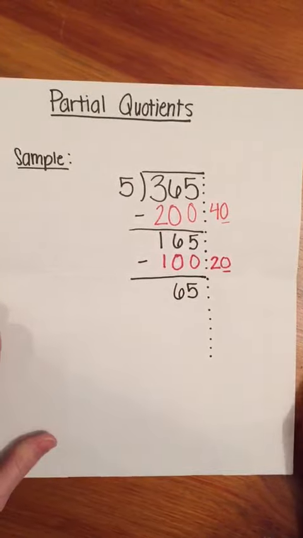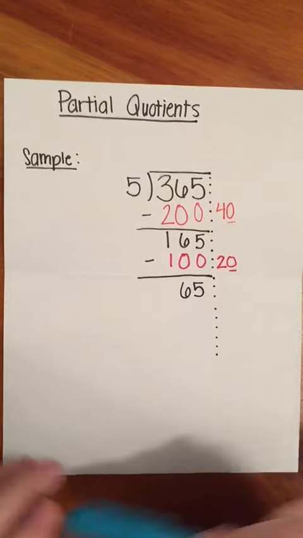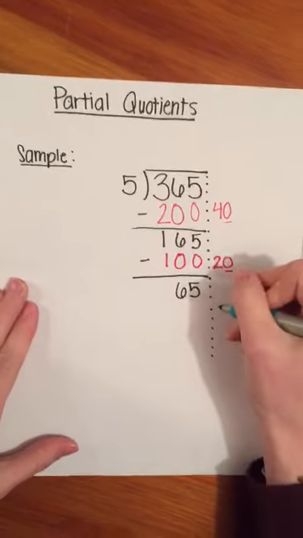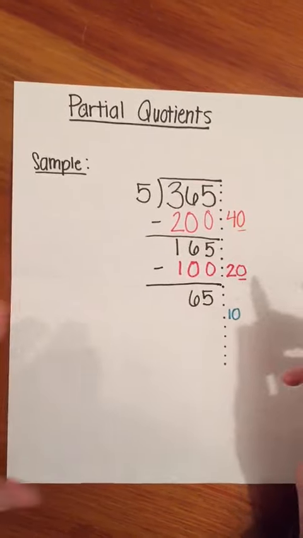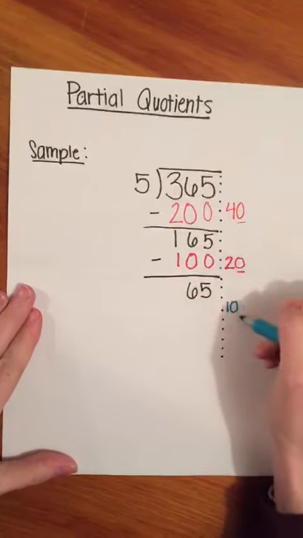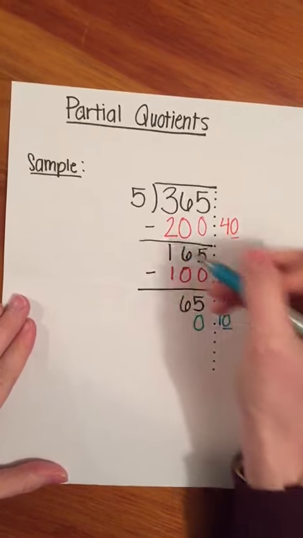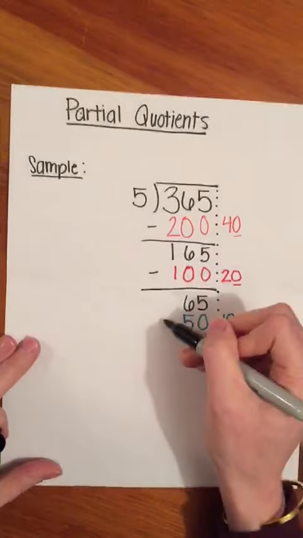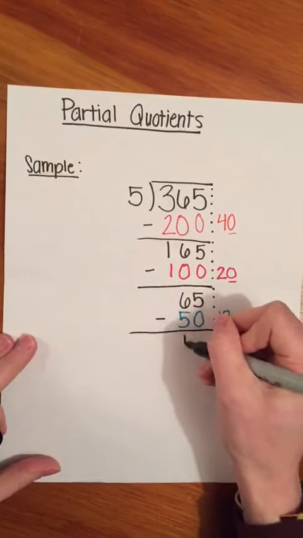Now I can keep going with that same idea where I'm going to choose a random fact that ends in a 0. So let me choose 10, since I know my 10 times tables pretty easily. I add my 0 on, and then 1 times 5 is 5. 65 minus 50 is going to give me 15.